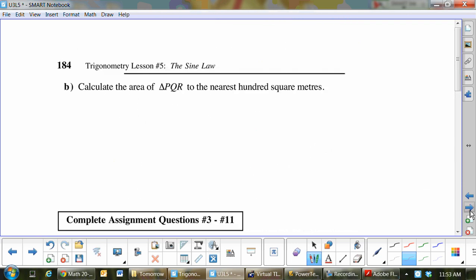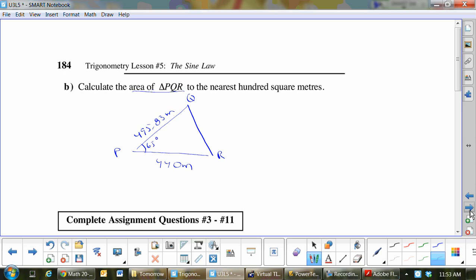Okay, let's go to this one. Calculate the area of PQR to the nearest. Now you don't know PQR because you used the last one, so I'm going to give you this. Draw this triangle. This is P, Q, and R. This is 495.83 meters. This is 440 meters. And this is 65 degrees.